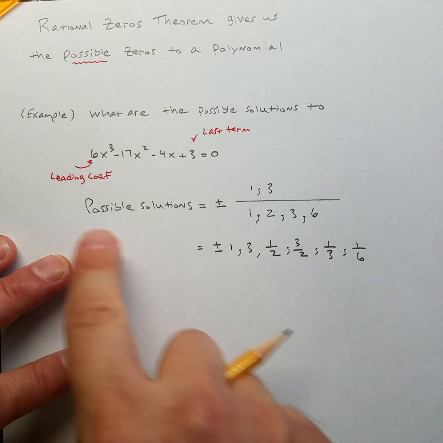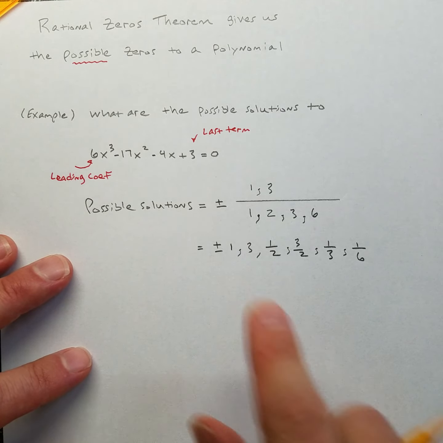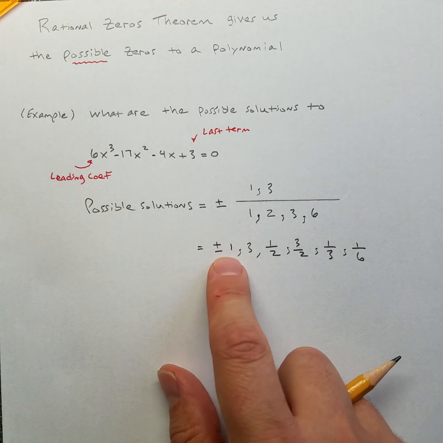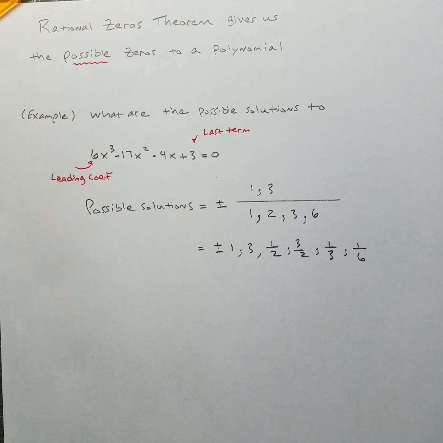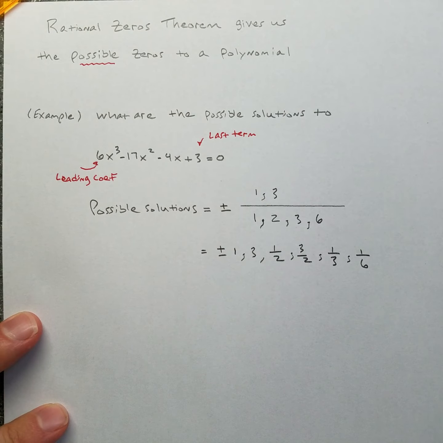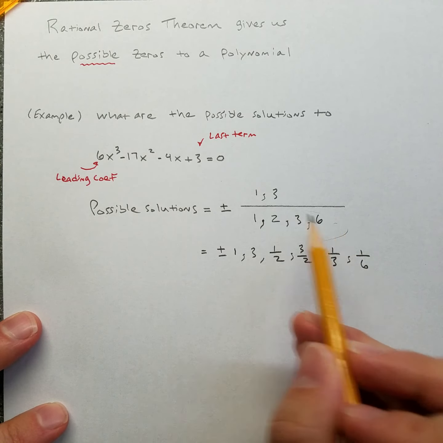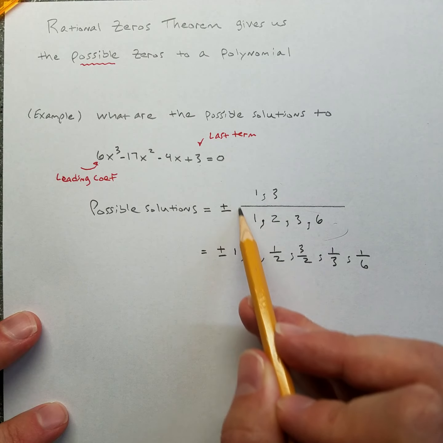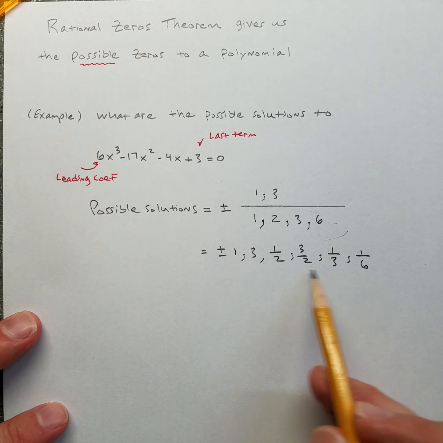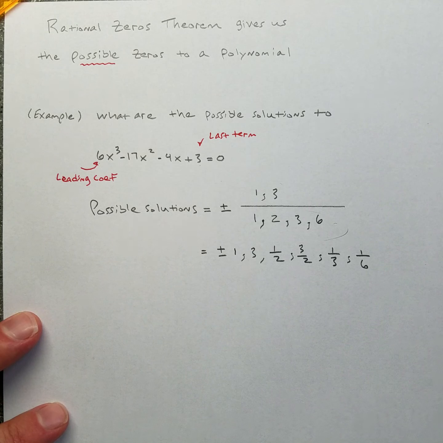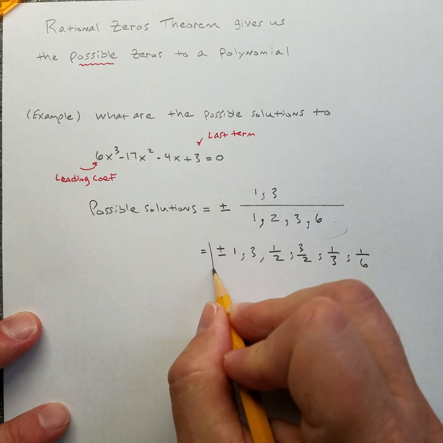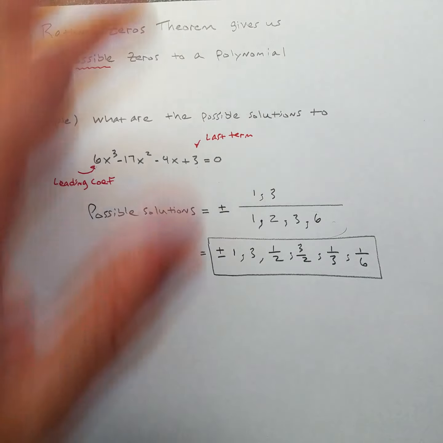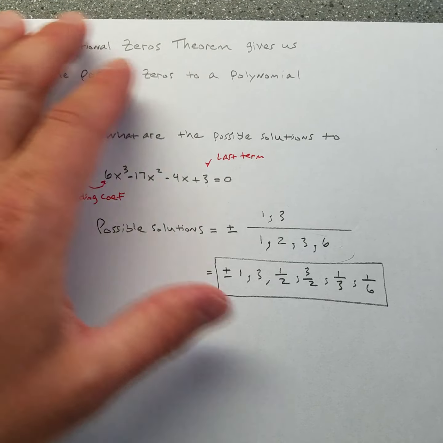So there's my list of what the possible answers are. 1 could be an answer. Maybe 1 isn't an answer. Okay? Negative 1 could be an answer. Maybe it isn't. We'll have to check and see. But these are just possible solutions. So all of these go into the leading coefficient. These go into the last one. And these are all the ways I could divide them. That big list right there. Okay? All right, so if I was going to just tell you what the possible answers are, that's what I would tell you, okay? All right, now, so that's the rational zeros theorem.